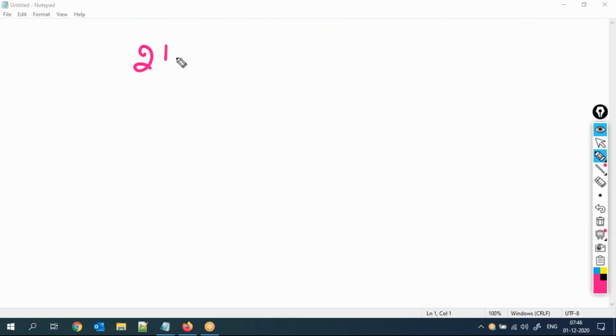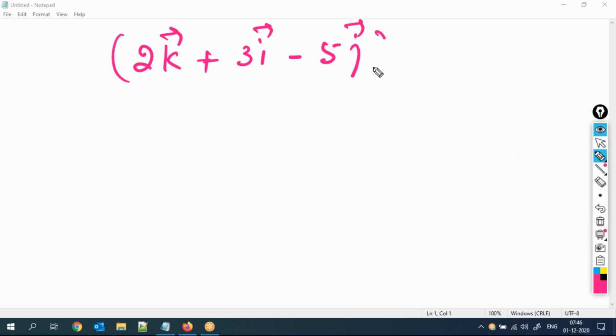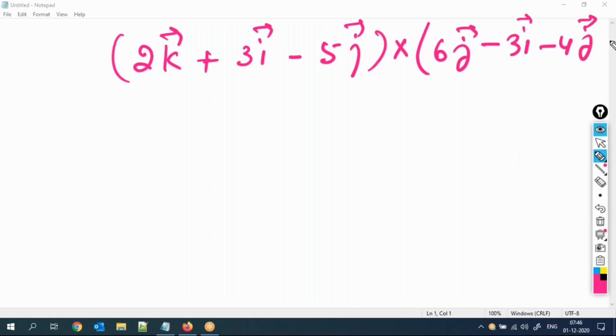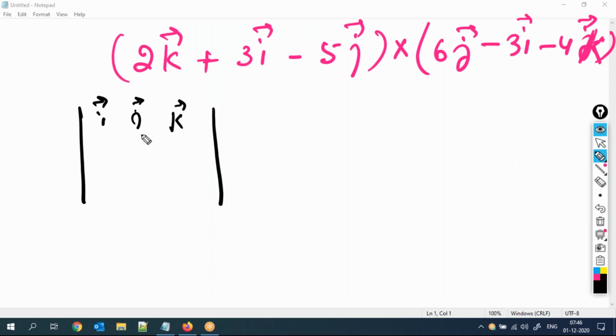So 2k plus 3i minus 5j cross 6j minus 3i minus 4k. Sorry, 4k. Guys, tell me how will I write the determinant? This is called a determinant, not a matrix. So I write i, j, k.